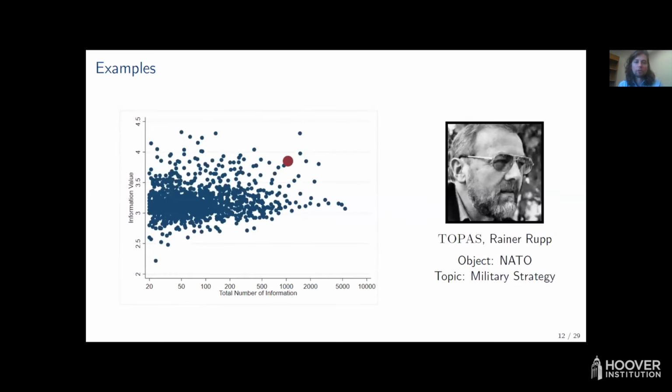And to give some contextual knowledge for that, here on the graph on the left, I show you the number of information pieces on the x-axis and the value on the y-axis, and each blue dot is a spy here. And the red dot, that's one particular spy, and that's Topaz. That was his code name, also called by his real name Rainer Rupp. And he was East Germany's top source at the NATO headquarters in Brussels, working on military strategy of NATO, for example. And he delivered about 1,000 pieces of information in total, of average value of, say, 3.8.